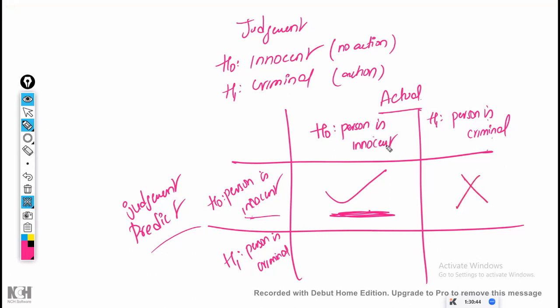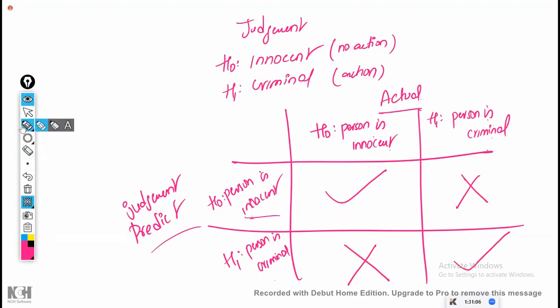Now, basically the person is innocent, but the judge has predicted you are a criminal, which is again a wrong judgment. And the person is a criminal, and the judge also has told that you are a criminal. Means again he has done a correct judgment. So this is called correct. This is incorrect. These both are incorrect.